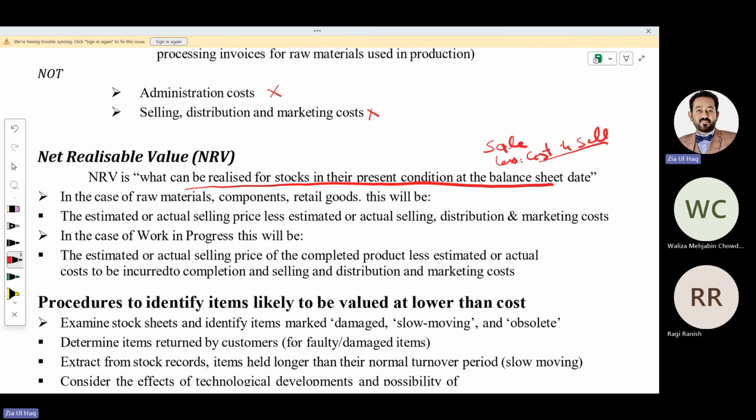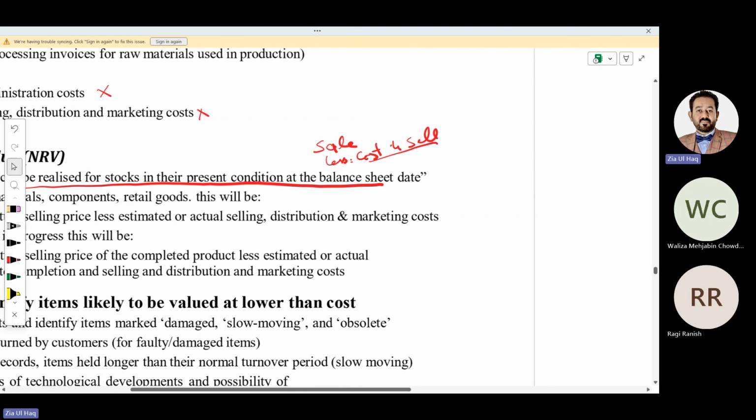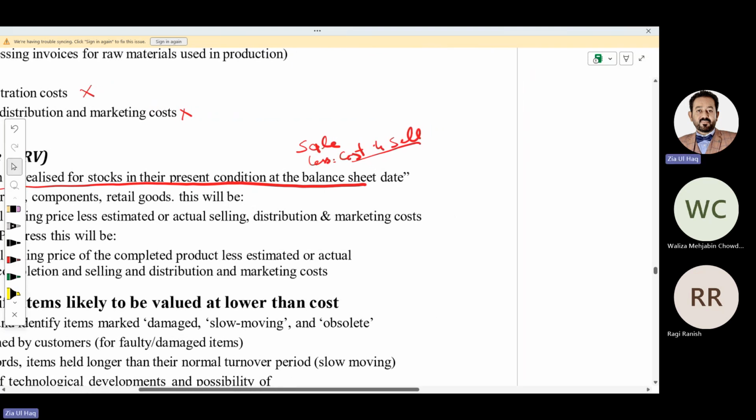For normal inventory that is not out of fashion, not damaged, not repaired, their cost is lower than NRV, because NRV includes a profit element as well. Suppose inventory cost is 100. You have produced it for 100. For how much will you sell? 100 or less than 100? Obviously more than 100. Suppose you are receiving 120. So at what value should inventory be stated in the balance sheet? Lower. What is the lower? 100.